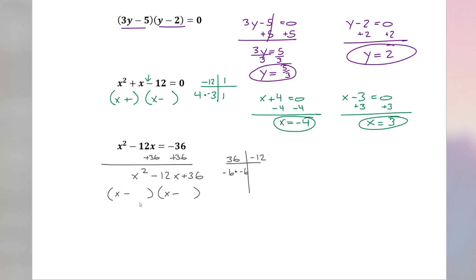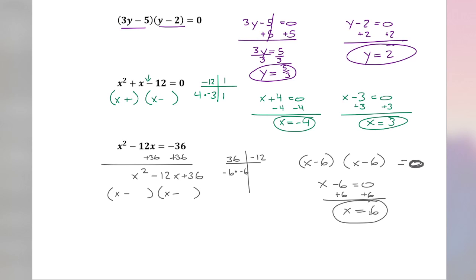So now that we have our factors of x minus 6, x minus 6, now we need to set those equal to 0 to find our zeros. Luckily, since they're the same thing, we can just do this once. So x minus 6 equals 0. Add 6 to both sides. You get x equals 6. So this would be our zero for this quadratic.